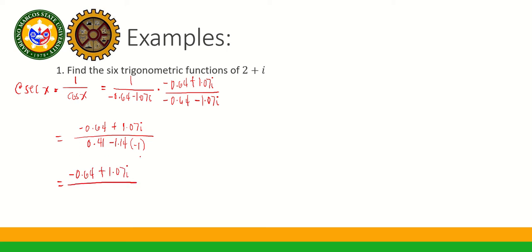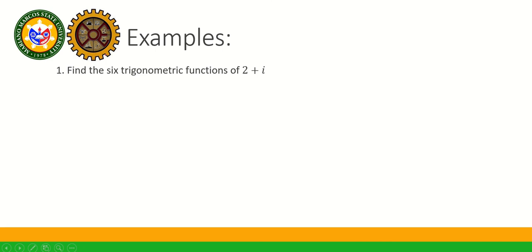Okay, so wala nang imaginary part to, so we can add this one. So 0.41, negative times negative, so that will become positive, plus 1.14, that is 1.55. So our secant x will be equal to, if you're going to type this on your calculator and solve for its value, this will be equal to negative 0.41 plus 0.69i. So that is secant x. Okay, so let's try yung susunod, si cosecant x naman.